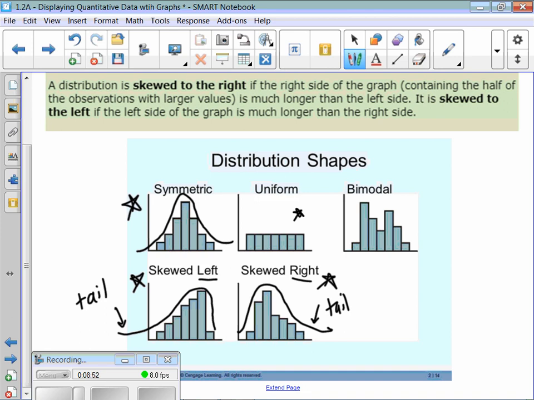Bimodal means that it comes up and back down and up and back down. It has to be pretty obvious to be bimodal, otherwise you say roughly symmetric. And another word for this is unimodal. In other words, there's one peak. Single peaked or unimodal means the same thing.